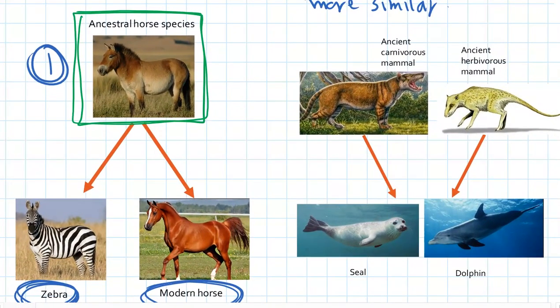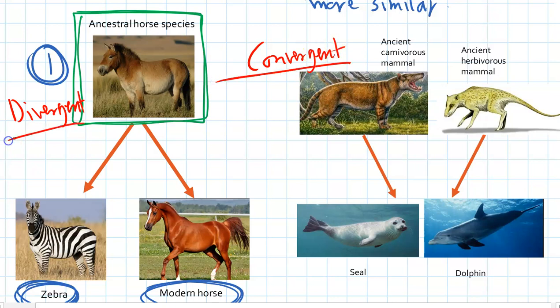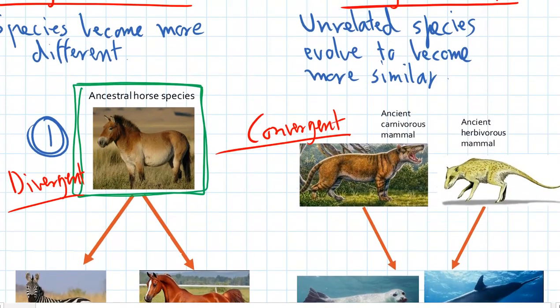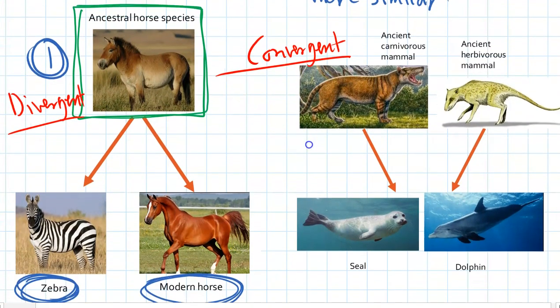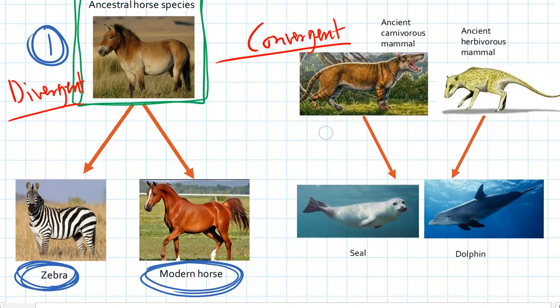Here's a convergent evolution example. So that was divergent. Convergent evolution. So this means unrelated species are evolving to become more similar. So millions of years ago, the ancestor of seals was actually a carnivorous mammal that walked on the land, and it looked a bit like this one here. So it was a carnivore, it had teeth, looked a bit like a tiger.